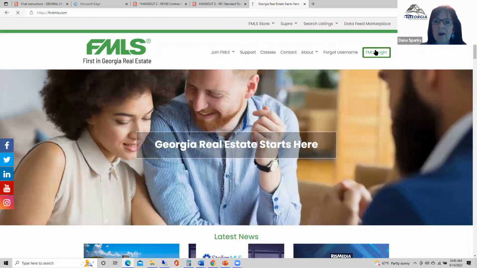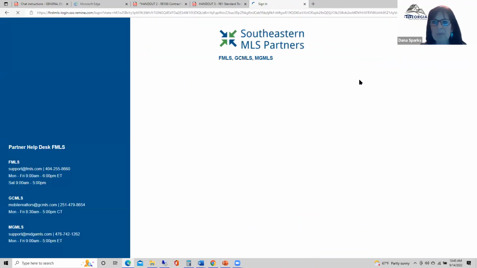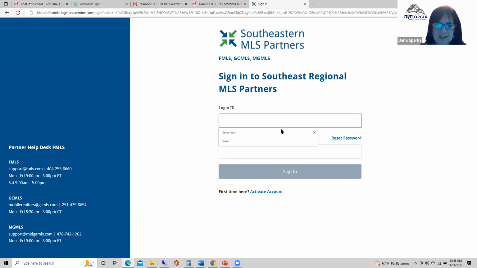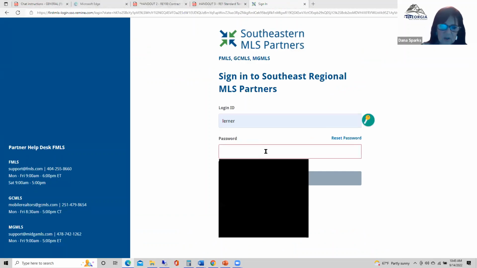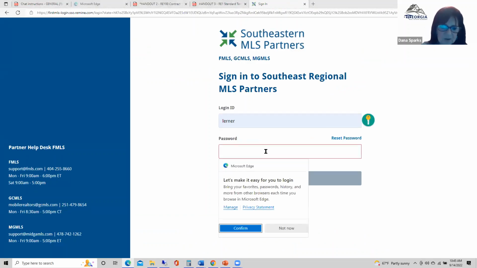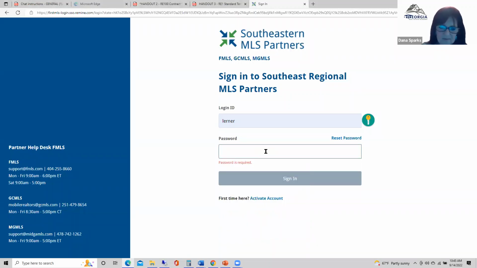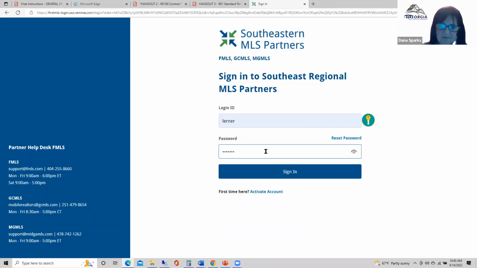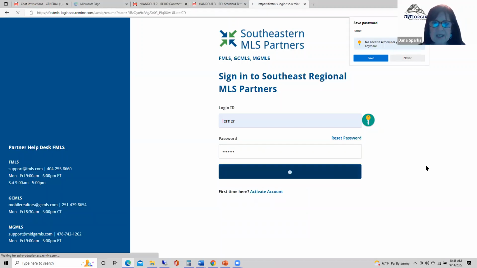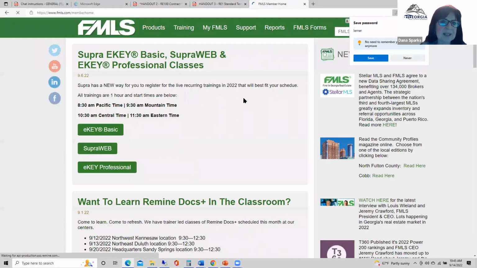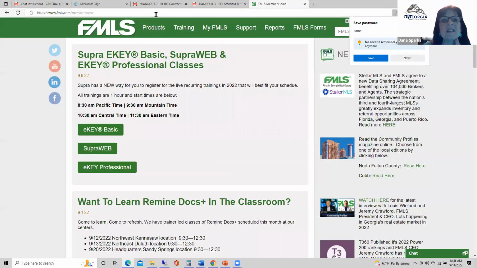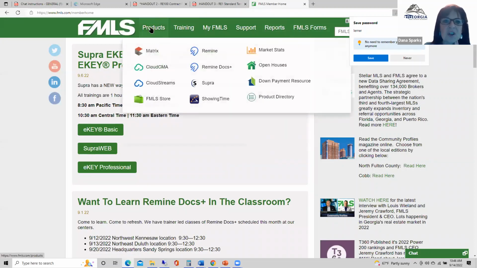If you are using the RE forms, I strongly suggest that you, what is my password? Sometimes these computers that save your password, sometimes that's a blessing. Sometimes if you're on a different computer, it's a little bit crazy. Here's how you get in the RE forms in FMLS. So you log into FMLS, you go to products, you're going to click on Remind Docs Plus.